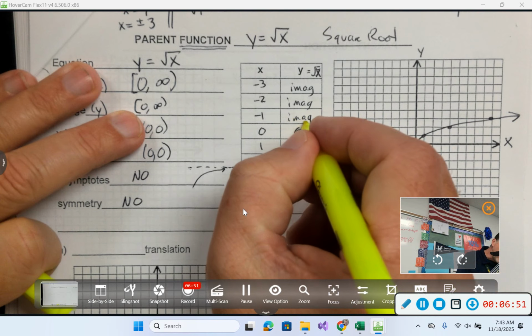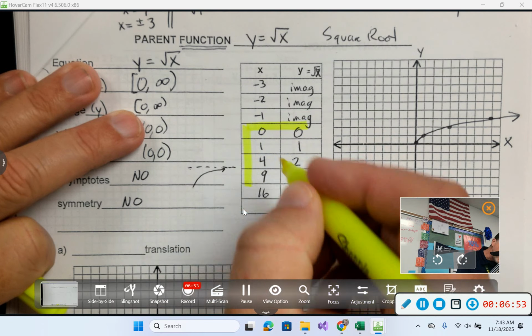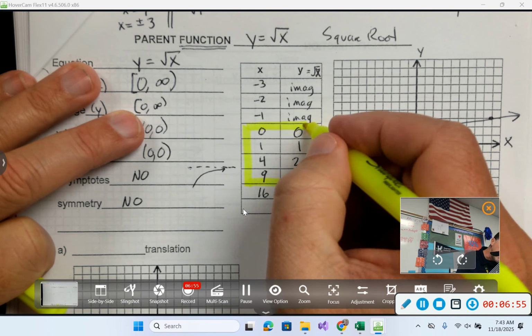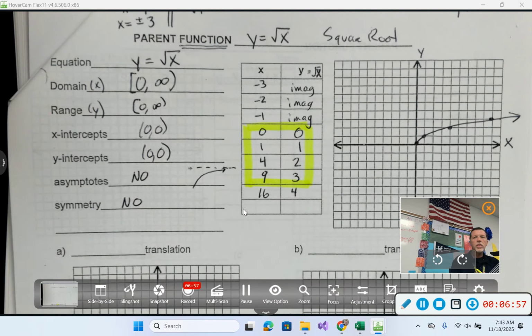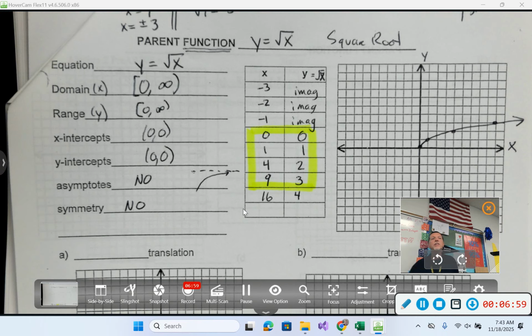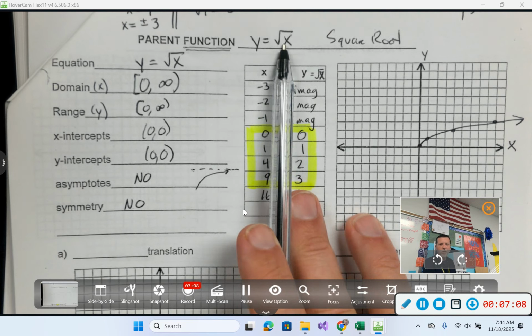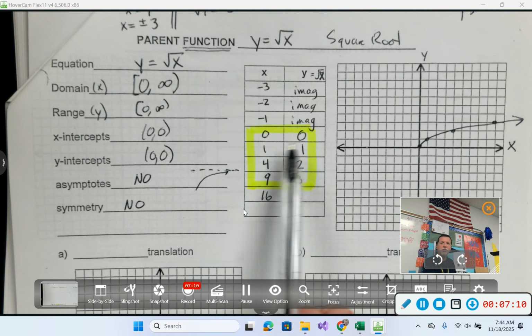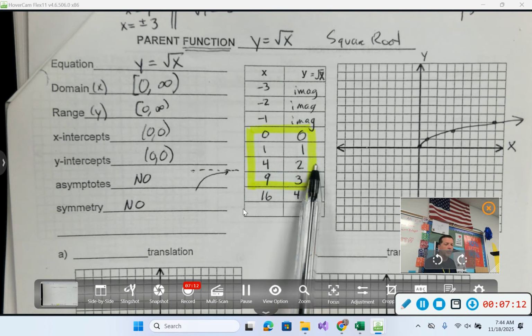Okay, the key points you have to know are kind of the same points as the parabola, but this is a sideways parabola, so we switch x and y. And just like the parabola, you don't have to memorize those points because this is the square root function, so you take the square root of 1 and get 1, you take the square root of 4 and get 2, you take the square root of 9 and get 3.